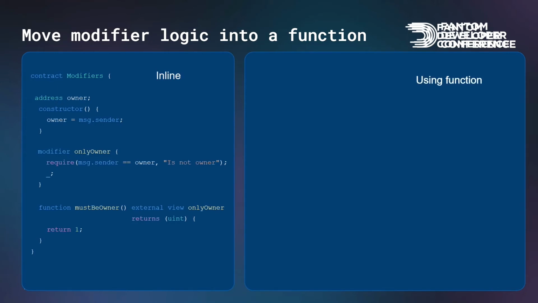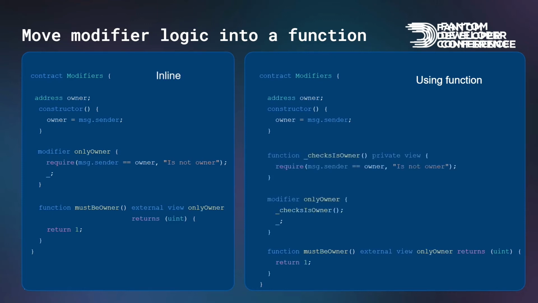So let's move the contents of the modifier into a function. So we've created a function checksIsOwner, and we've moved the requires clause into it. Let's see how the bytecodes look. So without using a function, it's 206 bytes, and using one is 215 bytes. So we've actually increased our contract size by following this advice. But this is because creating a function adds some overhead, as we've seen before. So in this instance, it's not beneficial to create a function, but we'll see a place where it is.